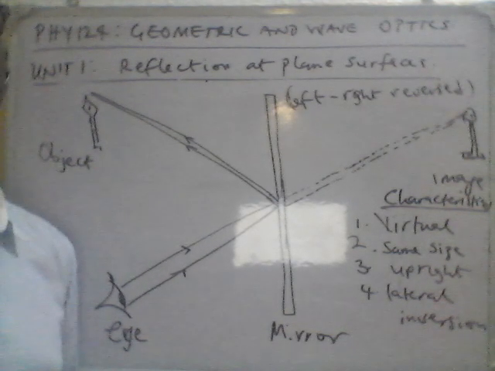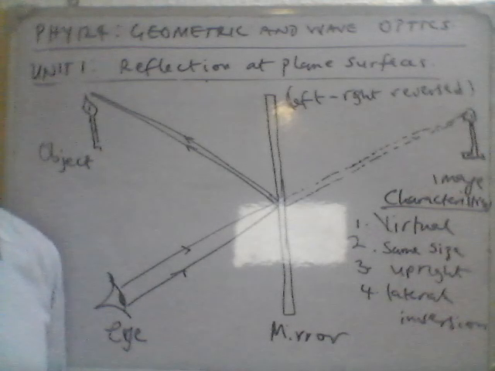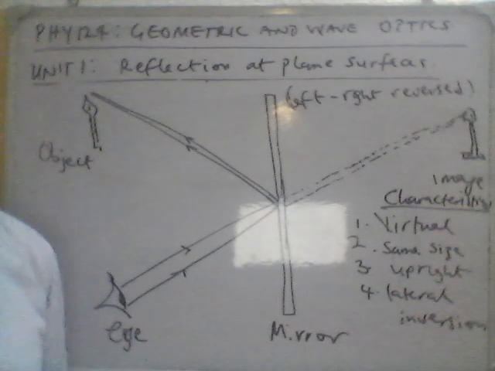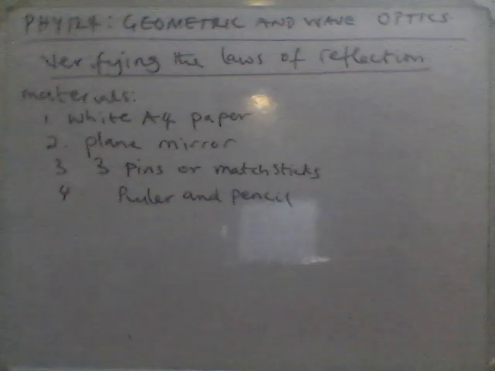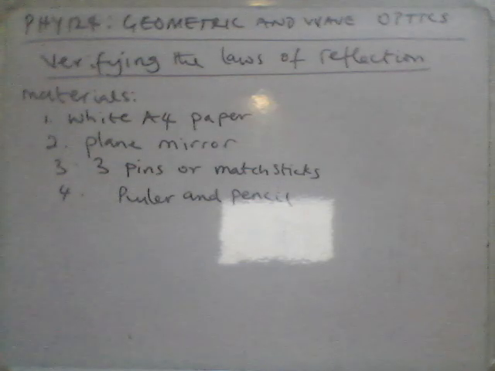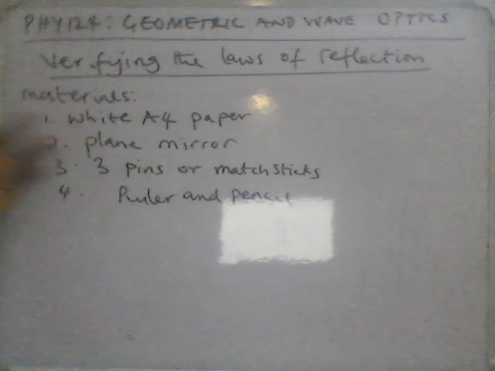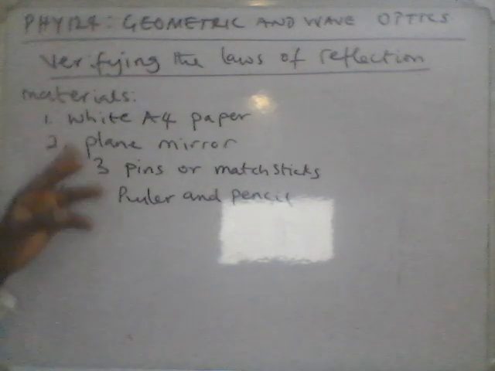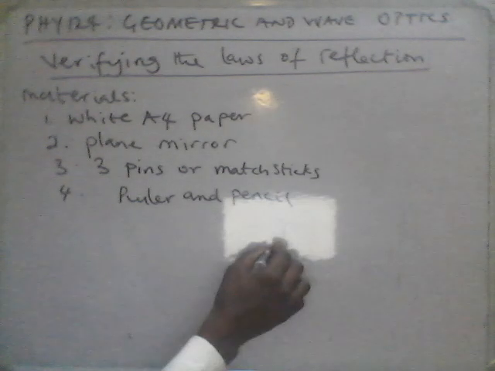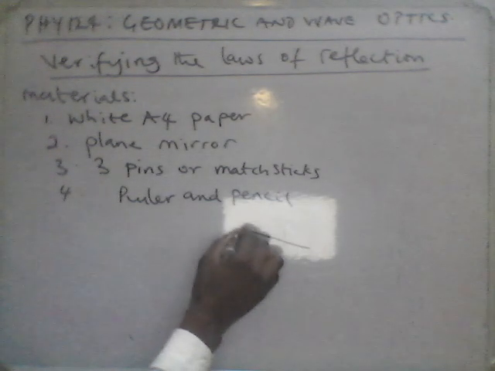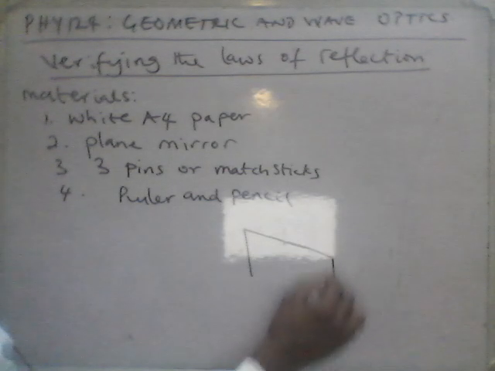So we have seen that. We are going to also be verifying the laws of reflection with a simple experiment. We're going to be trying to verify the laws of reflection with these materials. You have a white A4 paper, a plain mirror, three pins or matchsticks, a ruler, and a pencil. So you have your mirror. You place your mirror vertically on the paper.